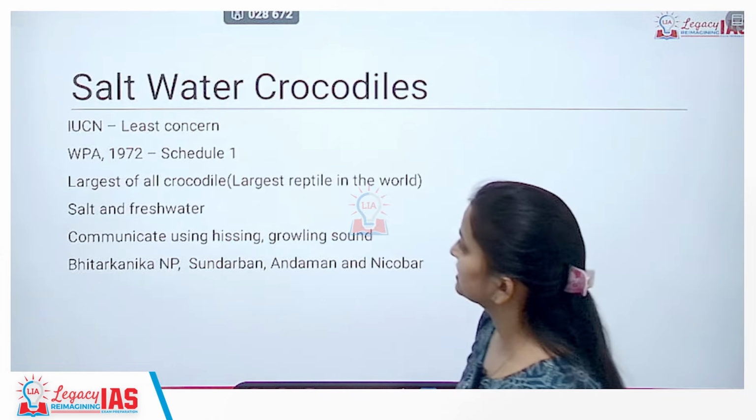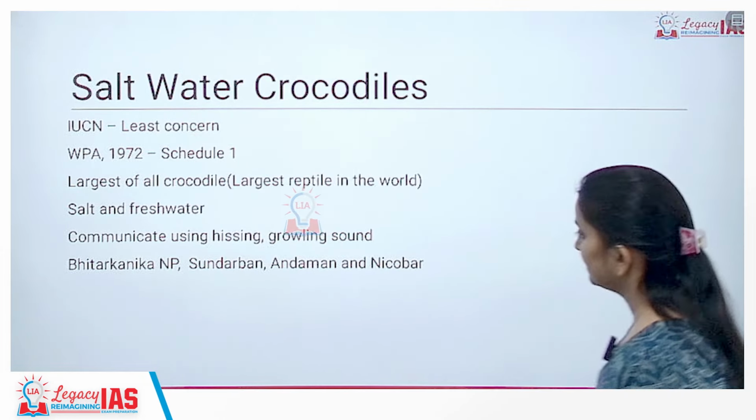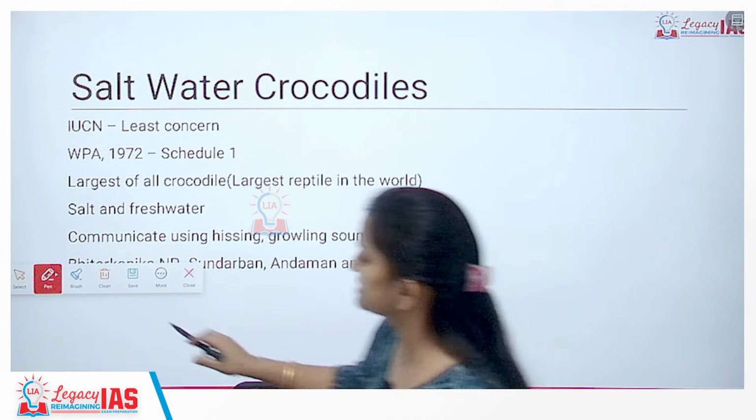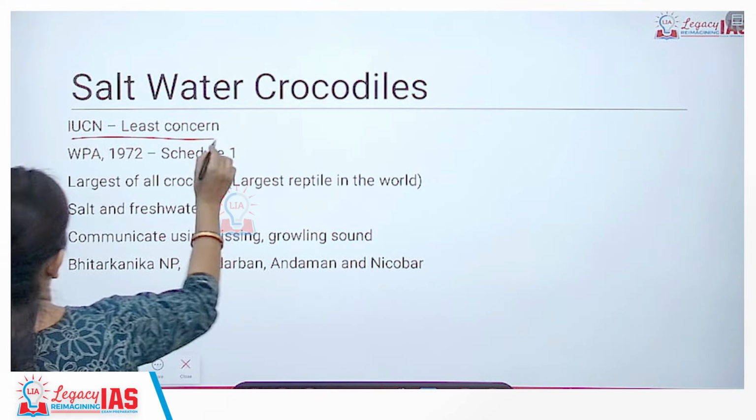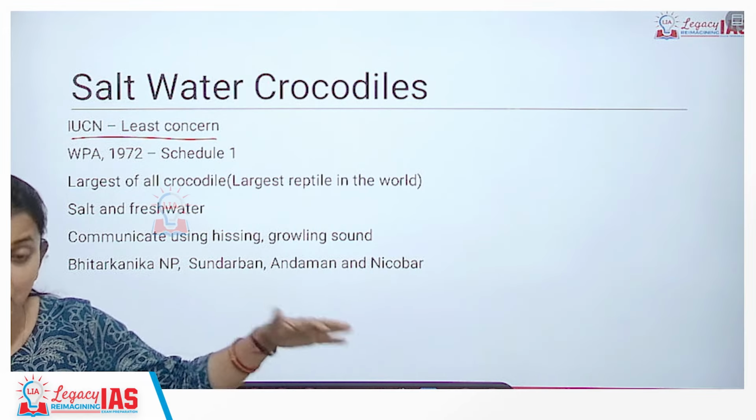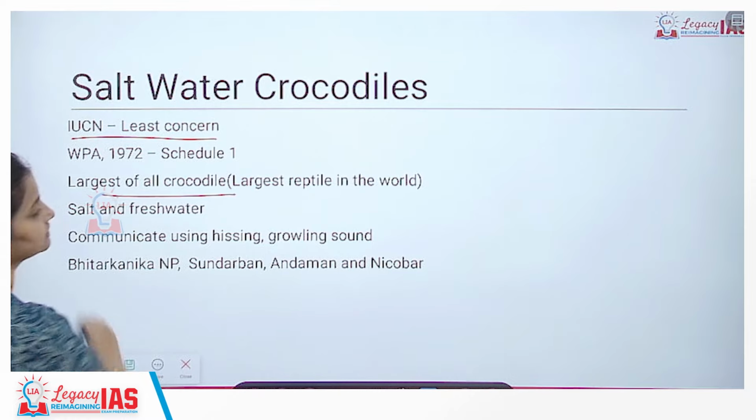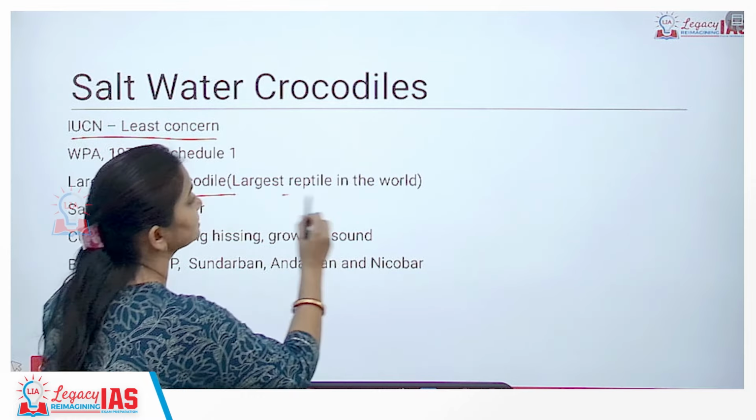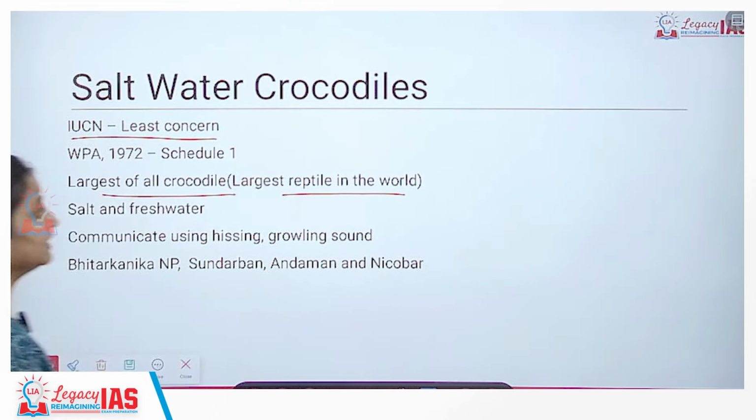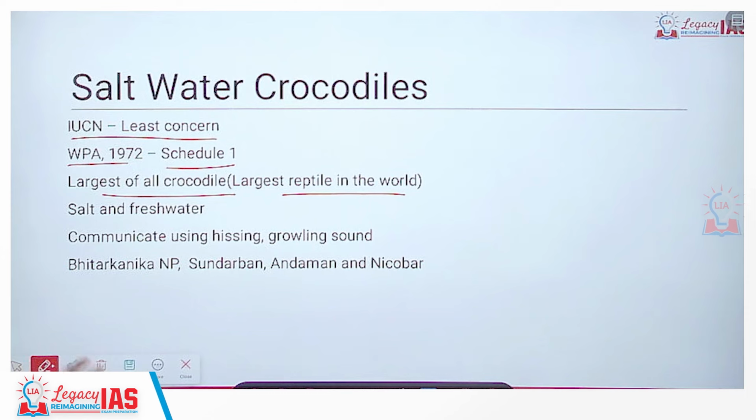Now moving on to the next species, the saltwater crocodile. Saltwater crocodile, IUCN status is least concern, so we do have an abundant number of them. But the saltwater crocodile is considered to be the largest crocodilian species, largest of all crocodiles, and they are also the largest reptile in the world. Talking about the status of protection, in the Wildlife Protection Act of 1972 we have given them Schedule 1 protection, although IUCN does not call them threatened.